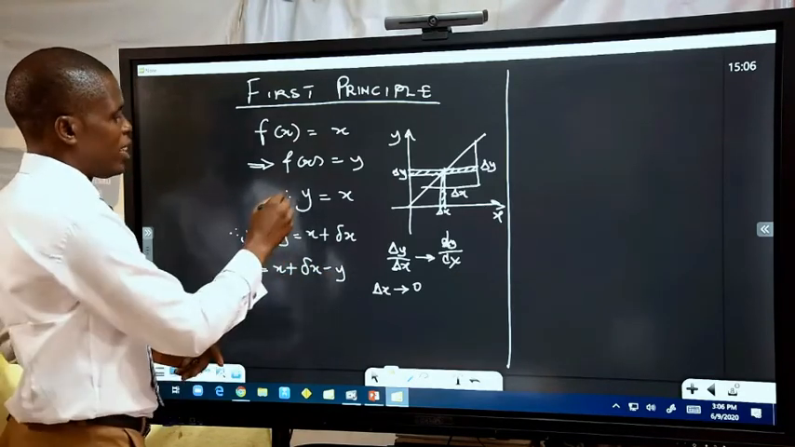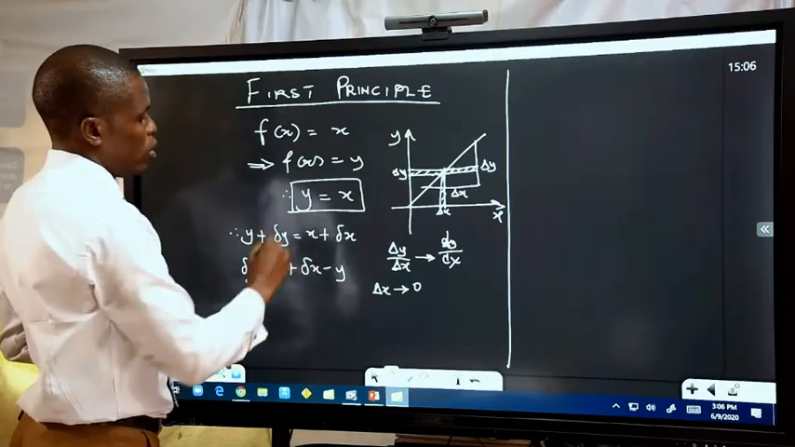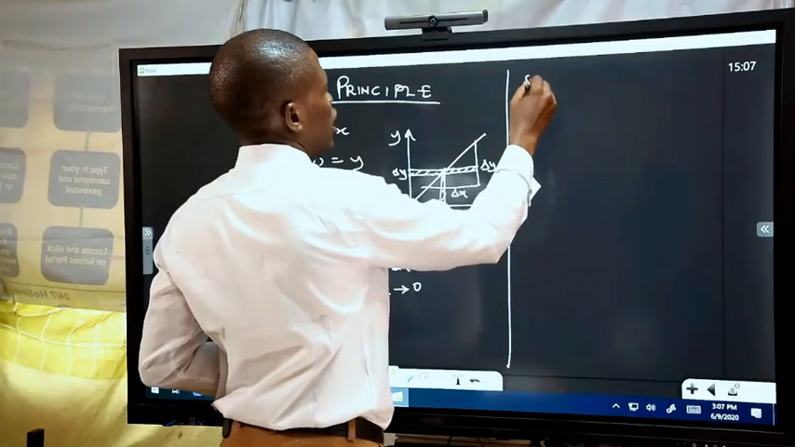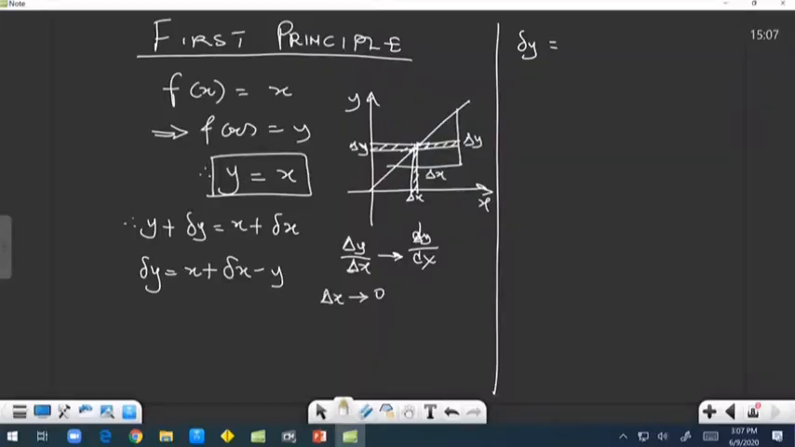You recall that y is equal to x from this expression. So if y equal to x, we can now say that small change in y is equal to x plus small change in x subtract y. The y there is equal to x.